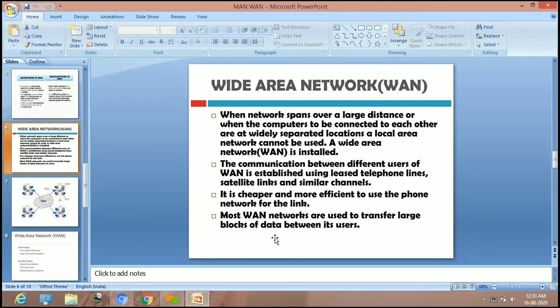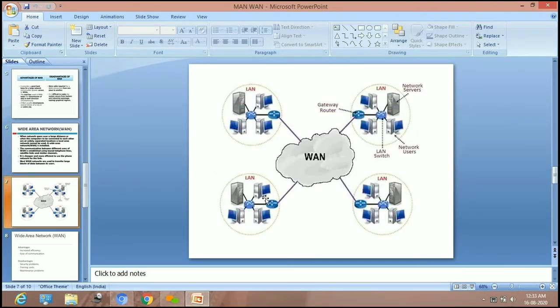Most WAN networks are used to transfer large blocks of data between their users, not only small data, but large blocks of data could be sent with the help of WAN, right? As we can see here, the WAN is the largest network, and we have different kinds of LANs in different buildings in different cities, and they are all connected together with the help of this WAN.